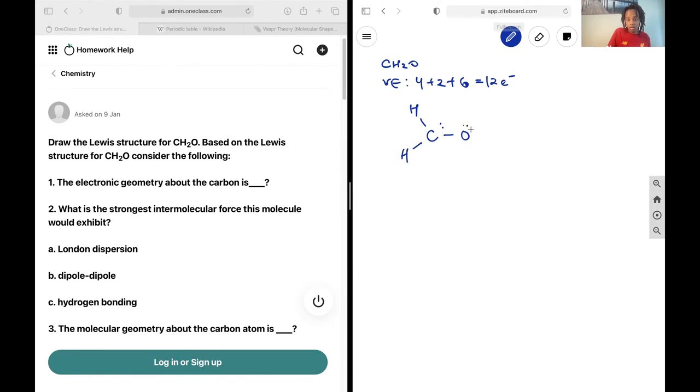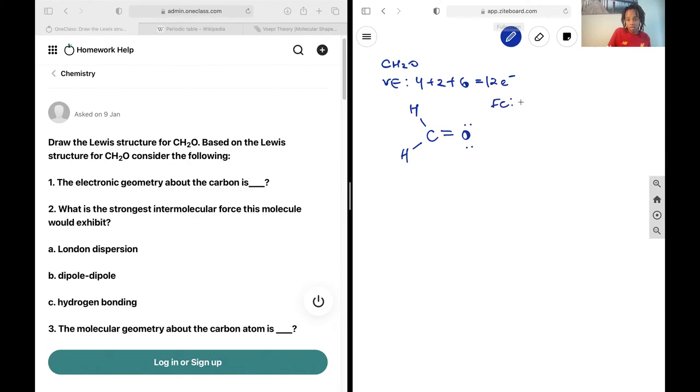Let's put in all of our octets and see if we have enough. 2, 4, 6, 8, 10, 12, 14. So we have 2 extra electrons here, and we're going to fix that by having a double bond instead. And this just makes sense because carbon likes to have 4 bonds and oxygen likes to have 2. So just give them both what they'd like.